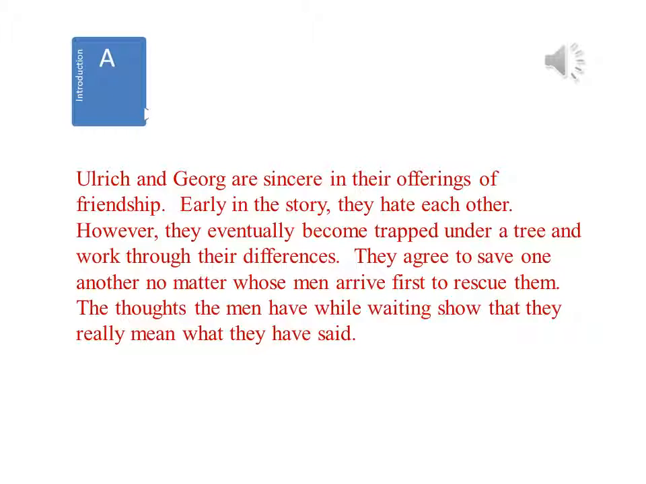It says, Ulrich and Georg are sincere in their offerings of friendship. Early in the story, they hate each other. However, they eventually become trapped under a tree and work through their differences. They agree to save one another no matter whose men arrive first to rescue them. The thoughts the men have while waiting show that they really mean what they have said.